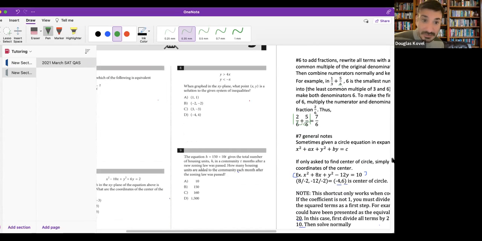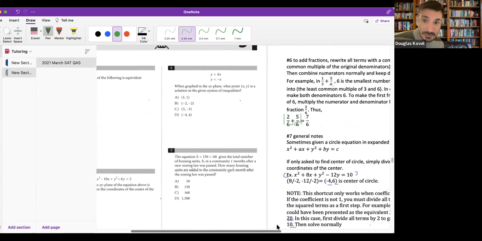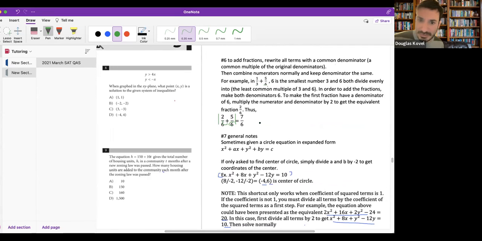All right, so the next question, number 6, involves adding fractions. So I just want to go over that in general because a lot of students who I've worked with often forgot how to do this because it's been a while since they've had to do it without a calculator. So remember, whenever you're adding fractions, you always want to rewrite all terms with a common denominator. Remember, the denominator is the number at the bottom of a fraction, the numerator is the number at the top. And then once the denominators are the same, then you could just add the numerators normally and keep the denominator equal.